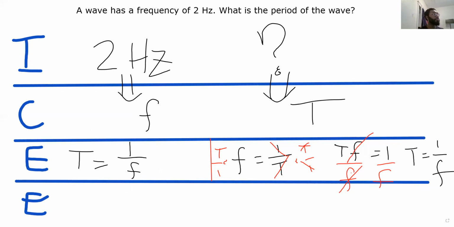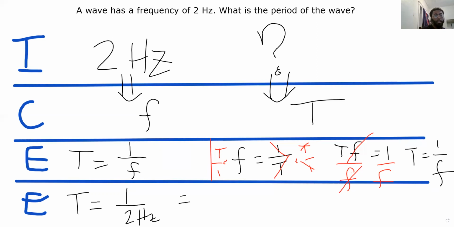Okay. So in any case, we arrive at the same spot. So t, we're solving for t. It is by itself. It is in the numerator. It's all good. So now we're going to plug in our values in the equation. So our frequency was 2 hertz.